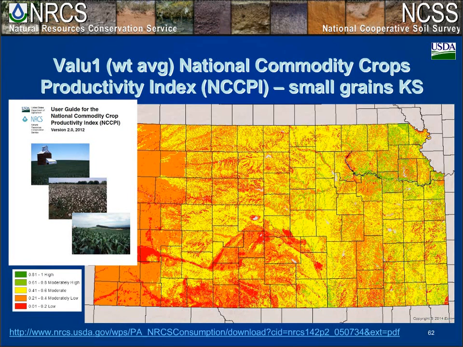Also, in this map, the green colors indicate high productivity, red, low productivity. And also Bob Dobos, if you don't already know Bob, you can also email him with information or questions about this.